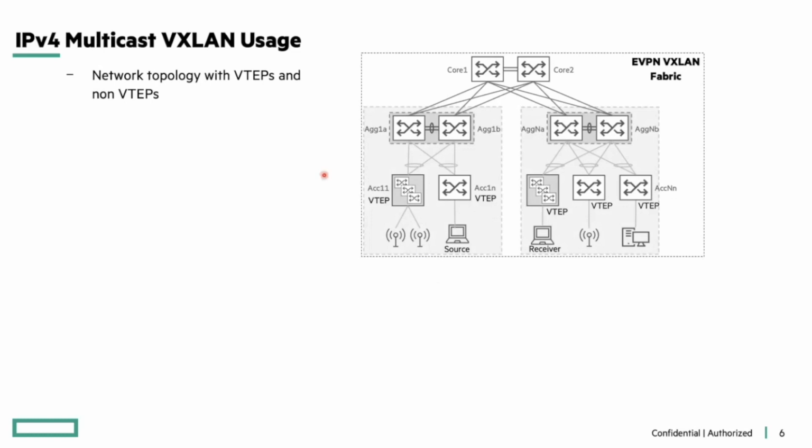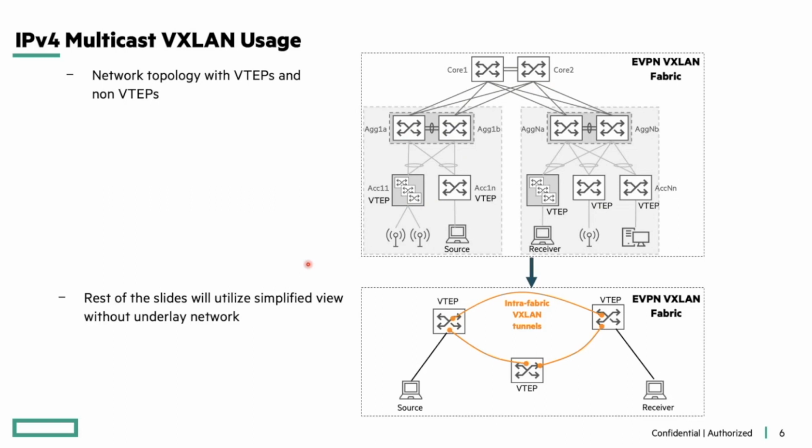Use cases. This is the typical network topology with VTAPs and non-VTAPs. You have your access switches here connected to the source and receivers. Those are considered VTAPs. And you have your AG switches and your core switches here. Those are non-VTAPs.